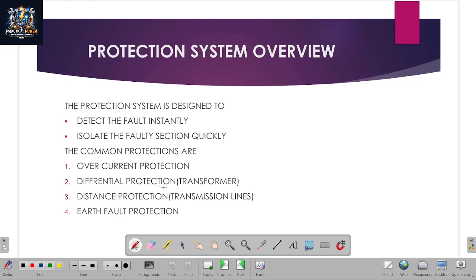Similarly, distance protection, it is employed for transmission lines. Whenever there is an earth fault in the system, any conductor or phase connected to the earth, then immediately the relay will operate and the system will be isolated.